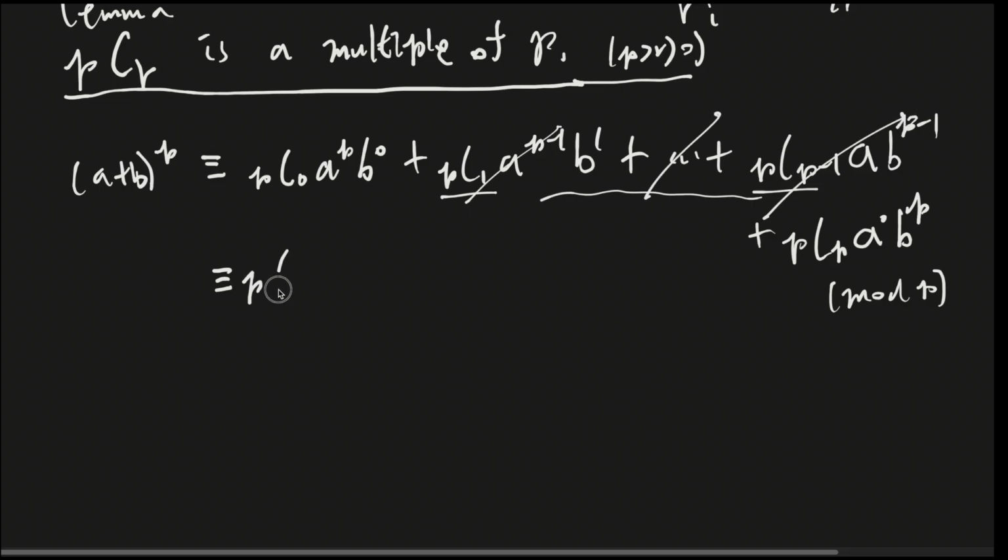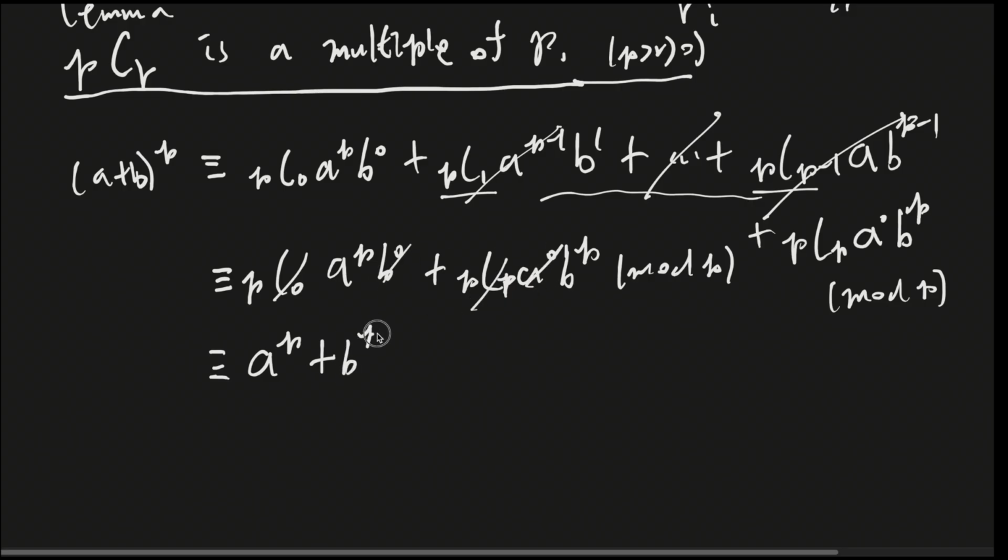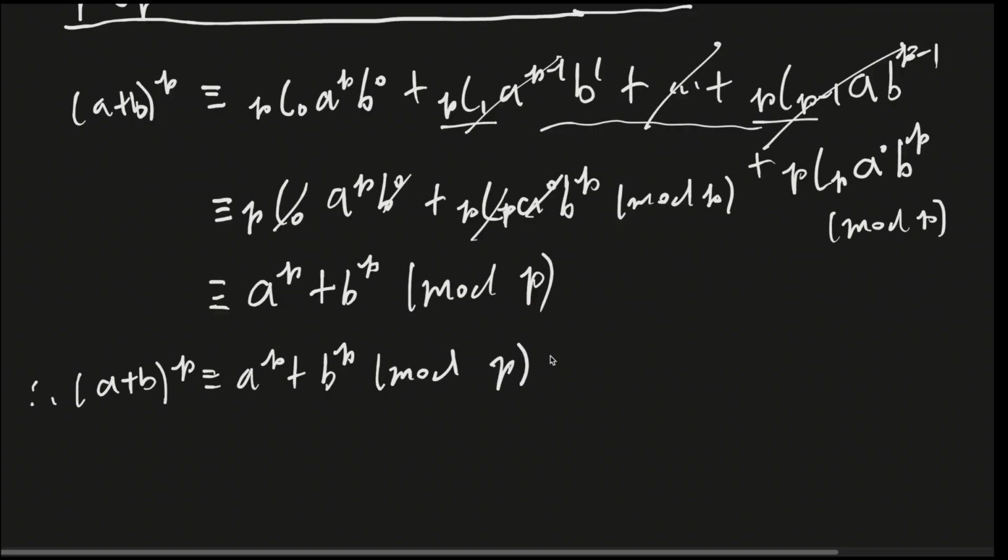So what we have here is this one, mod P. But recall PC0 is equal to 1 and PCP is equal to 1. So we get a to the P plus, because this is 1 and this is also 1, b to the P mod P. We proved it.